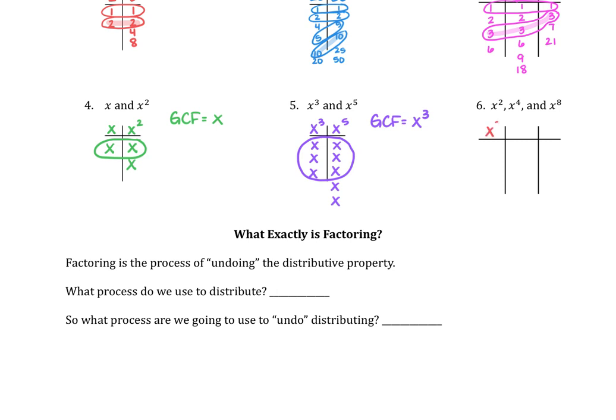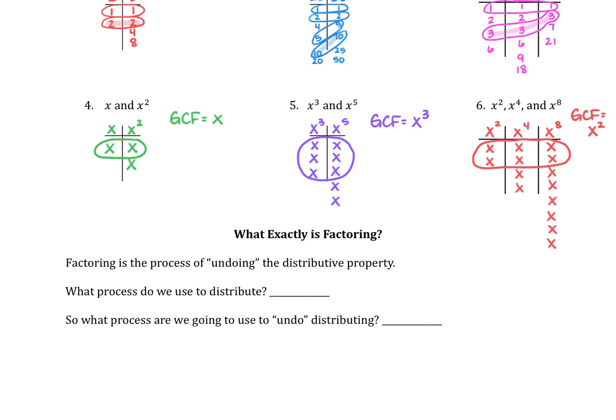We have x squared, x to the fourth, and x to the eighth. x squared, we have 2 x's. x to the 4, I have 4 x's. And x to the eighth, I have 8 x's. The most that they all have in common are 2. So my GCF of all 3 is x squared.